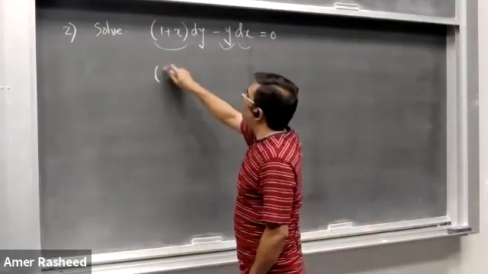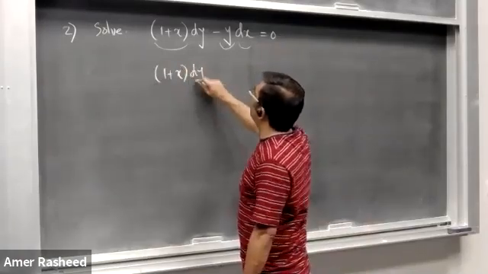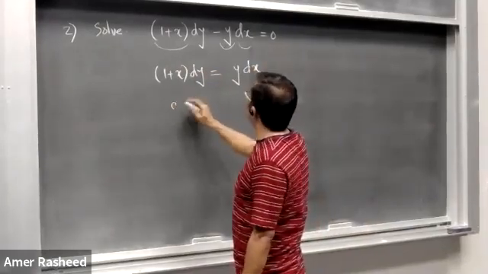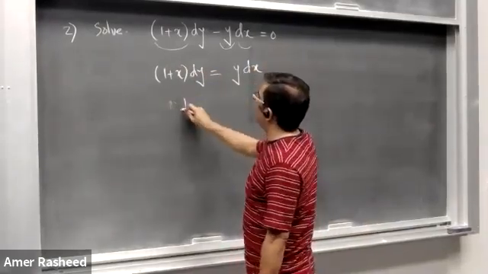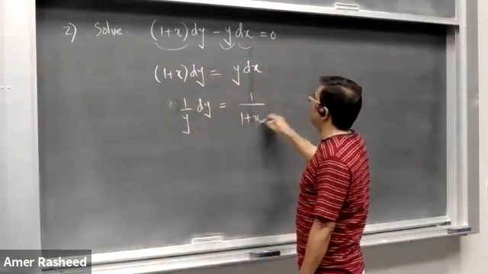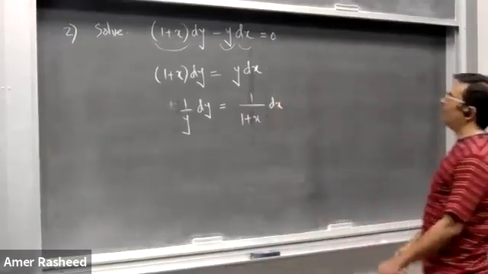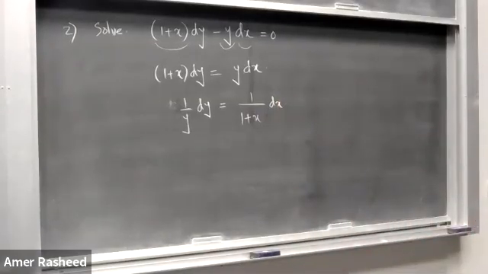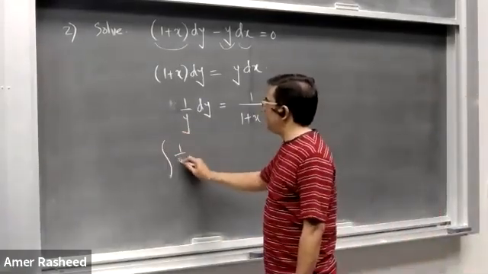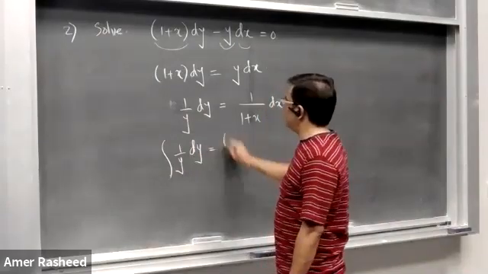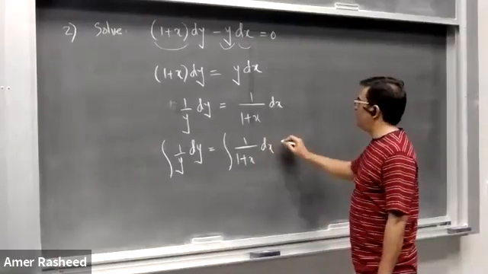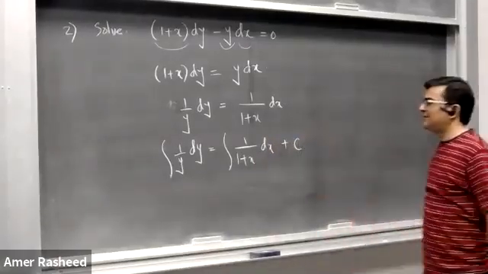So we can write (1 plus x) dy is equal to y dx, and then y would definitely come here, dy, and then 1 over 1 plus x dx. So you have now separated the variables. What is left to do now? We have to integrate both sides. 1 over y dy is equal to 1 over 1 plus x dx plus a constant c.